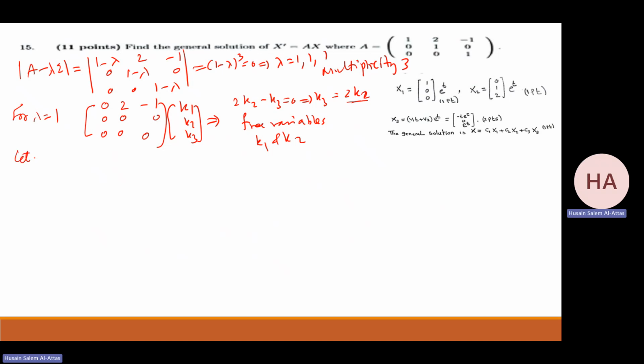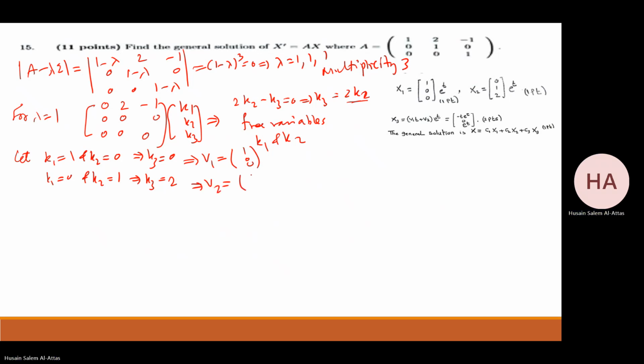So as the usual procedure, I let K1 be 1 and K2 equal 0, and K1 equal 0 and K2 equal 1. Here K3 is 0. Here I get K3 equal 2. So V1 will be 1, 0, 0. What will be V2? That will be 0, 1, 2. Yeah, which is these things.